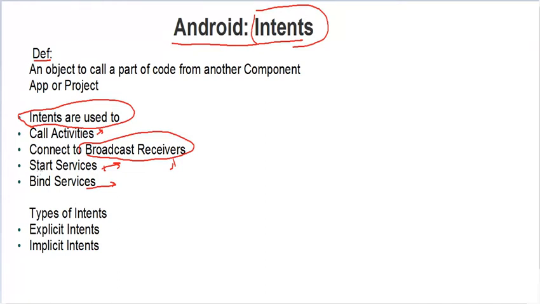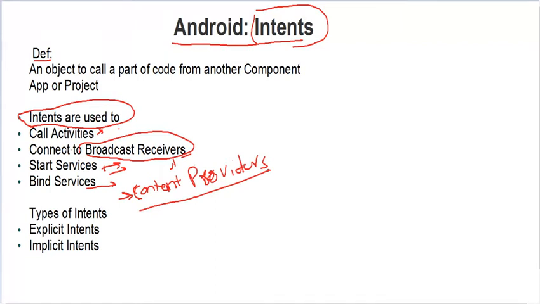So it's like a message that we are passing from one part of the code to another. For example, the message is passed from the activity to another activity, or to the broadcast receiver, or to start services, or bind. Content providers are also some part of the code that are used with intents. We can also call content providers with intents.